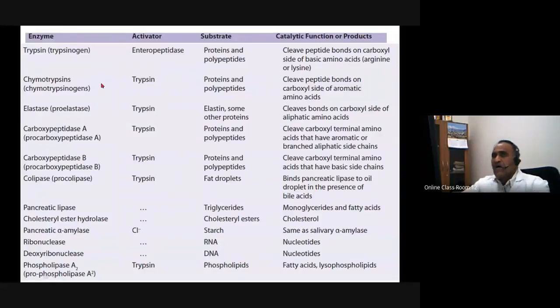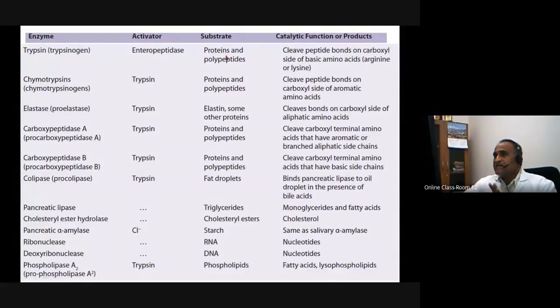In this table, I have given this in a little more detail. This table I have taken from Ganong. So now I will quickly read this table. Trypsin is in the form of trypsinogen. This is activated by the enteropeptidase. That means enteropeptidase is the intestinal peptidase, because the trypsinogen enters there, that will activate the trypsin.